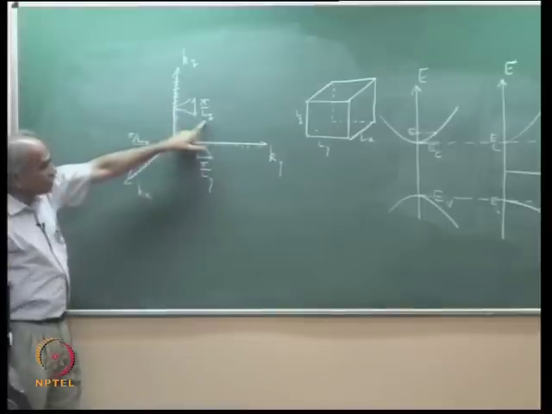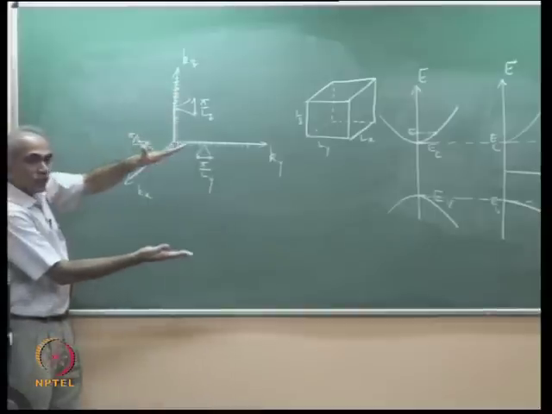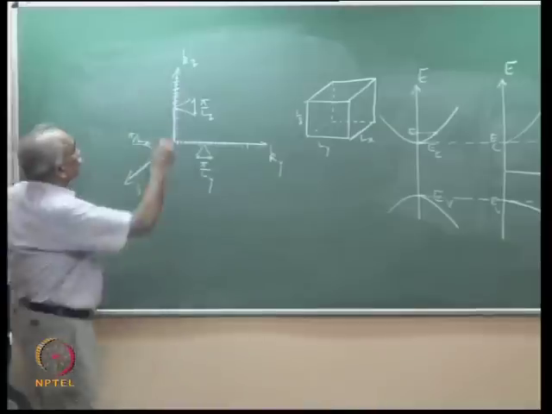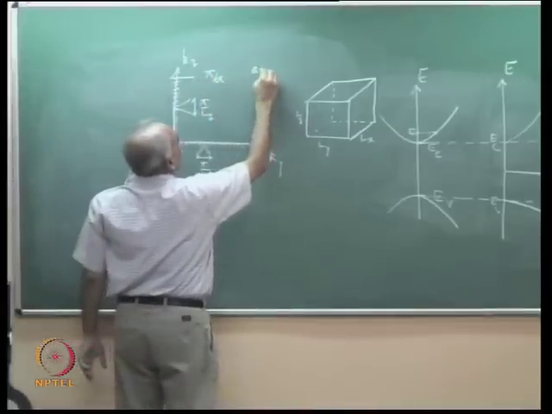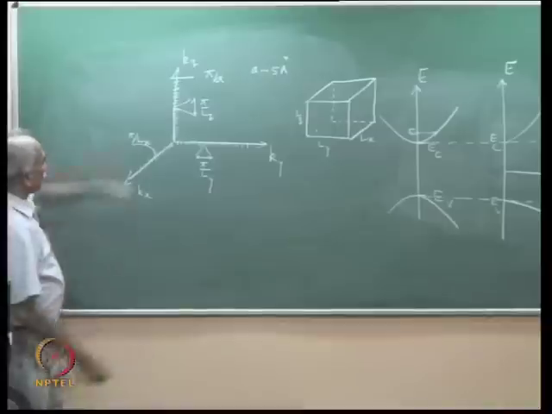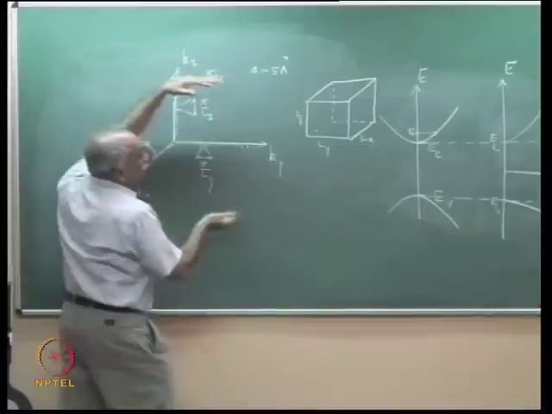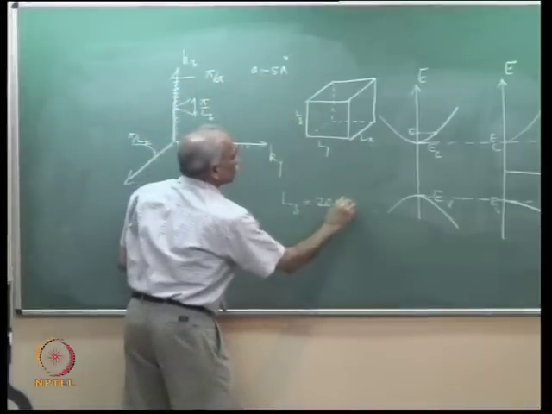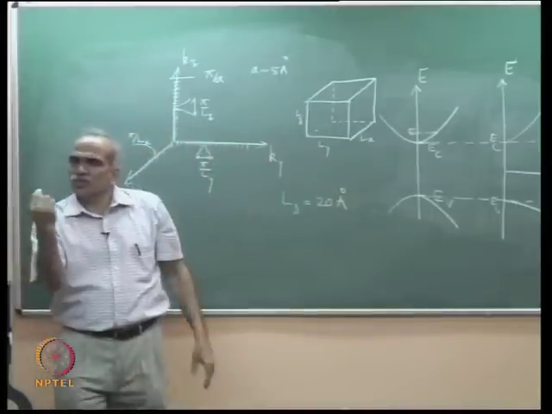What will happen? Lz is reducing, which means the separation is increasing. I reduce it further, so the separation is increasing further and further. The maximum value here was pi by A, and A was approximately 5 angstrom. That is why, because Lz was 1 millimeter, I had 1 million points here. But if I reduce Lz, let us say Lz equal to 20 angstroms, I reduced one dimension to 20 angstrom, a thin sheet of semiconductor.